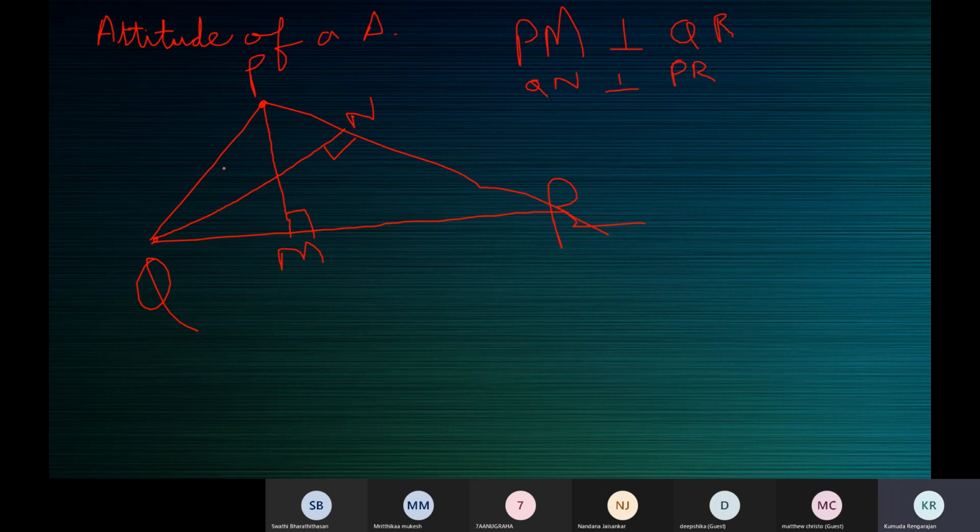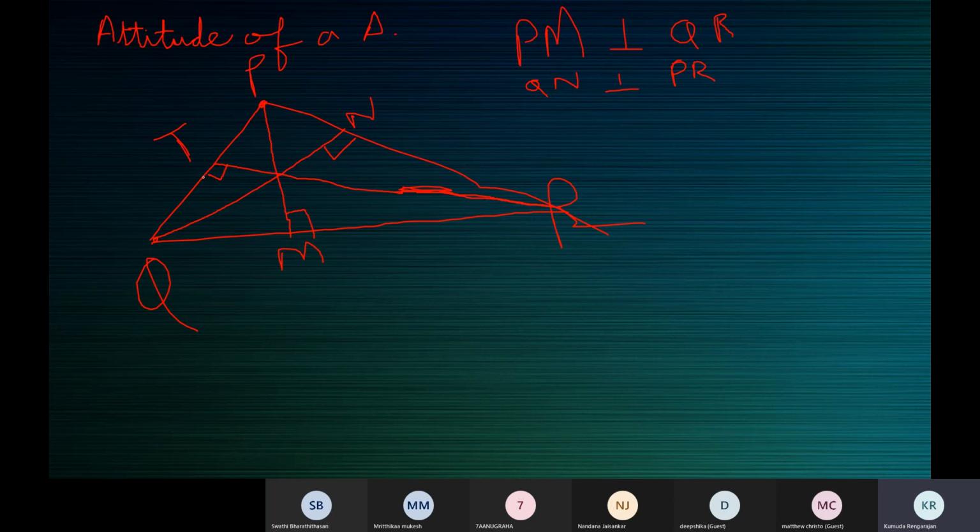Now, please, it's a line segment. Please excuse me, it can't be crooked like this, okay? The next one is, we'll call it RT. Tell me what is RT? RT is a line segment.